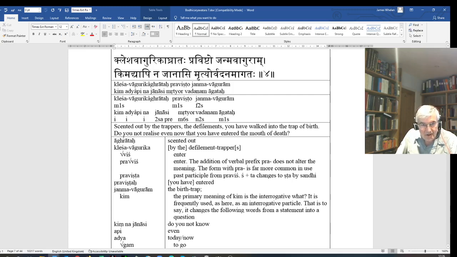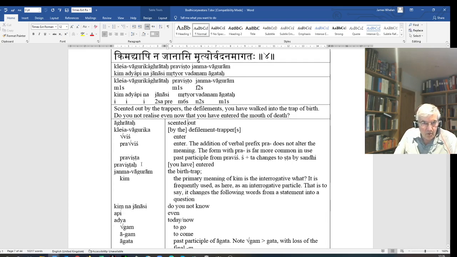I've put it in this form down in the explanation, the same words, but reordered into an English order, so you can see exactly what's meant: centered out by the defilement trappers. So altering the order, just so you can unravel what it means in the Sanskrit. Now, the next non-indented word is Pravishta.